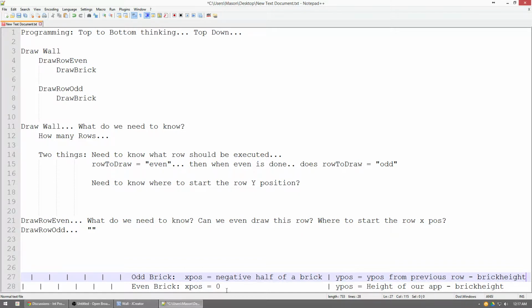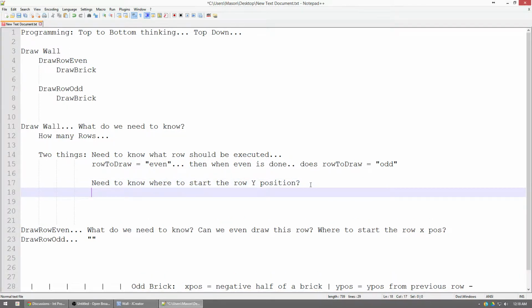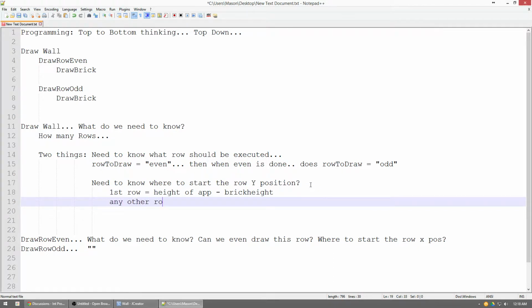So, as you can see, no matter what we do, we have to have our Y position start out as the height of our app minus brick height. Then any other brick after that is just the Y position from previous row minus the brick height. So that'll just keep moving it up and up and up. That's fine. So we got that down here. So first row equals our height of app minus brick height. Any other row equals our previous Y position minus brick height. Okay, here we go.